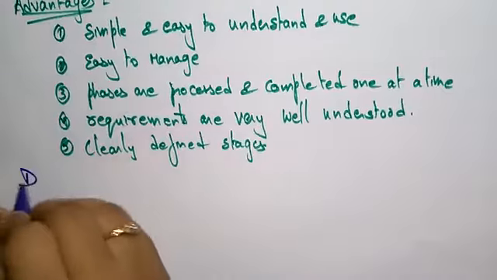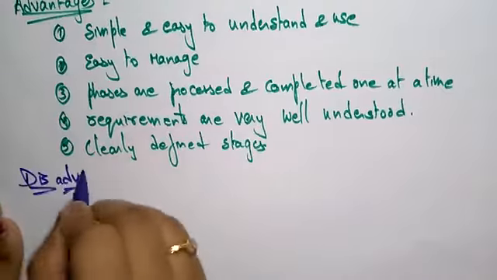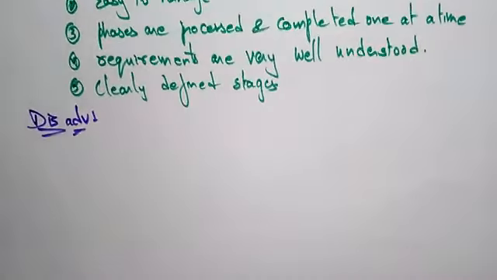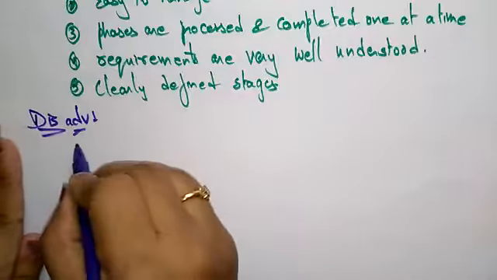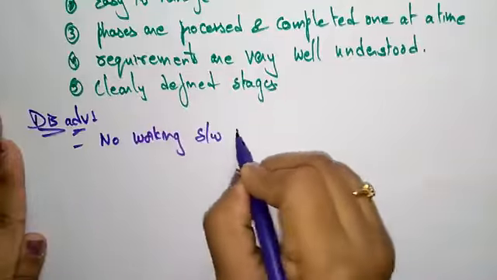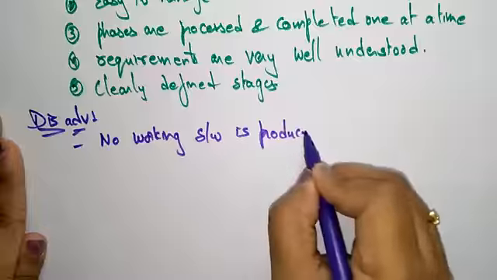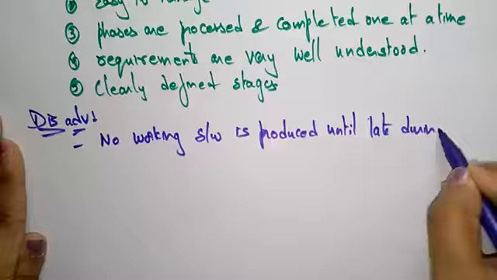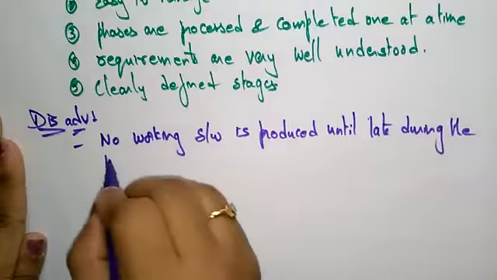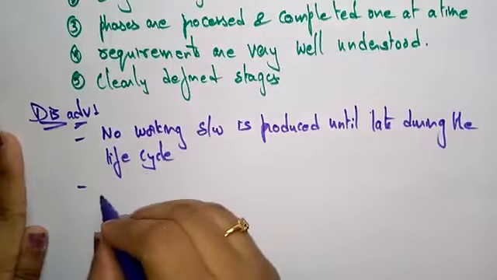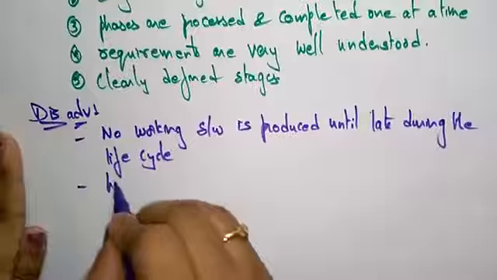Now let us see the disadvantages. The disadvantage of using the waterfall model is that no working software is produced until late during the life cycle. That is one. If you follow the waterfall model, this is a problem you come across, and a high amount of risk and uncertainty will be there.